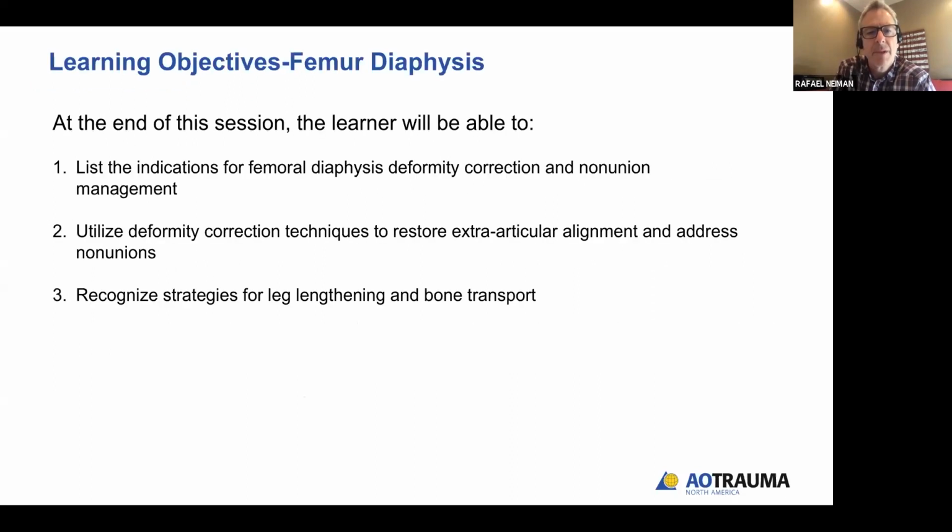We're going to reinforce the femur diaphysis learning objectives that we covered over the past week with these cases. The objectives are to learn and understand femoral diaphysis deformity correction and non-union management, using these techniques to restore extra-articular alignment, and to recognize strategies for leg length and bone transport.